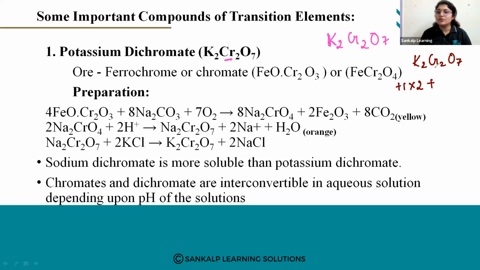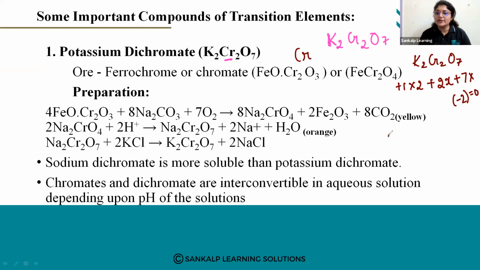We want to find out the oxidation state of chromium, Cr. Two chromiums are there, so I'll put 2x. Plus how many oxygens are there? 7 oxygens, 7 into -2 for each oxygen, will be equal to 0. So this is the equation. Now solve it and see what you're getting.